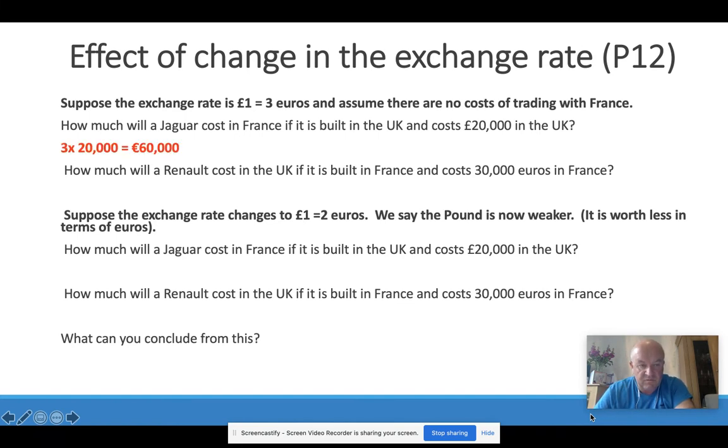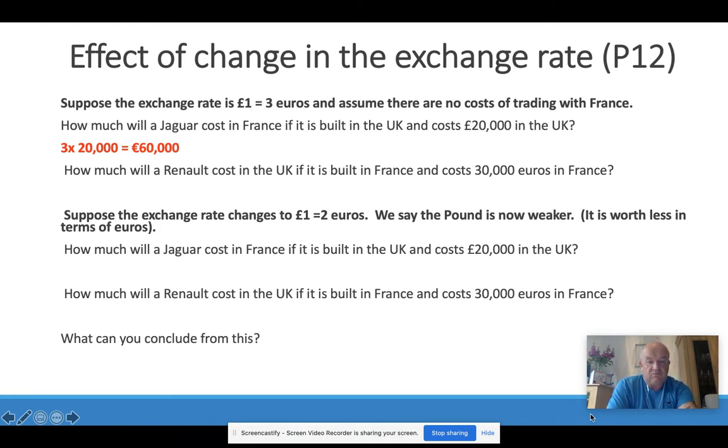First and foremost, because we've got the exchange rate at £1 per €3, if Jaguars cost £20,000 to build in the UK, it's going to basically cost €60,000 to buy in France. That's calculated by the original cost of £20,000 times, in this case, the €3 per pound. That's the exchange rate. So €60,000 is what it would cost us to buy that Jaguar in France.